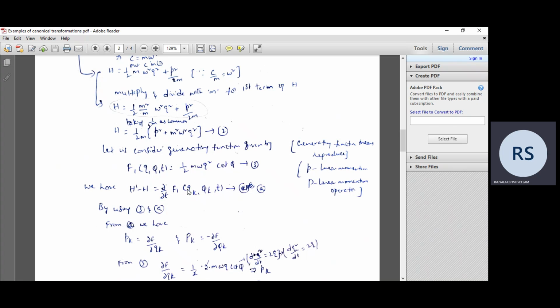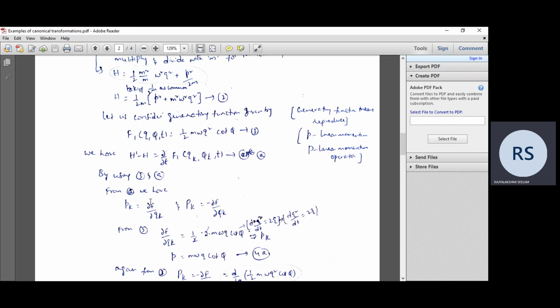Already we have this existing equation. So by using equation number 3, this one and this one, we have small p_k equals dou F by dou q_k, capital P_K equals minus dou F by dou Q_K.